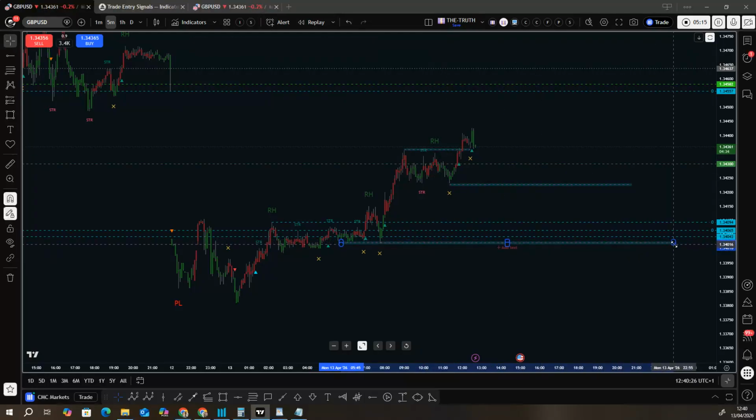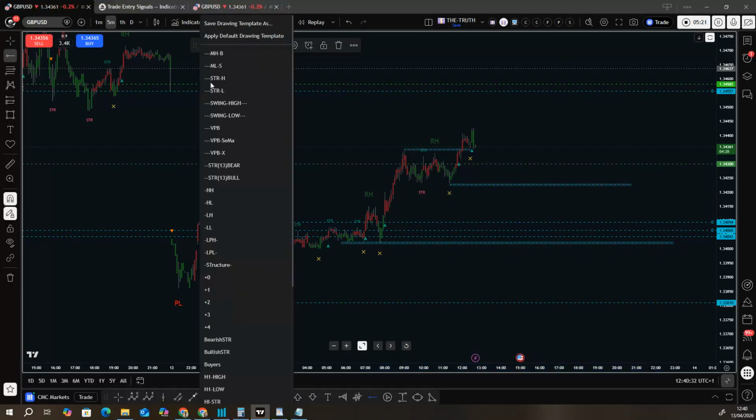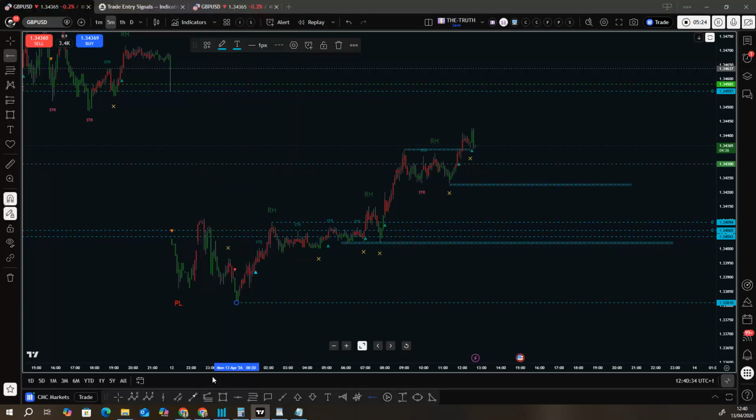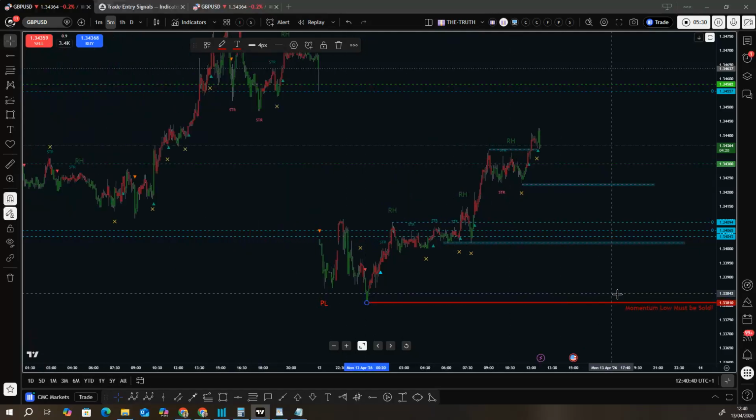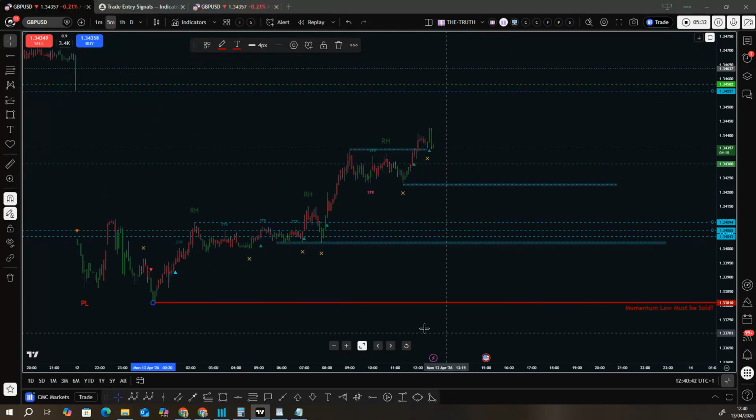Selling is not an option if we stay above here, so I'm going to draw this line here. You just call it the momentum low; momentum low must be respected. If price is coming below this momentum low, then I'm not going to touch the buying unless we have a failure. So this discount is going to be a good one.